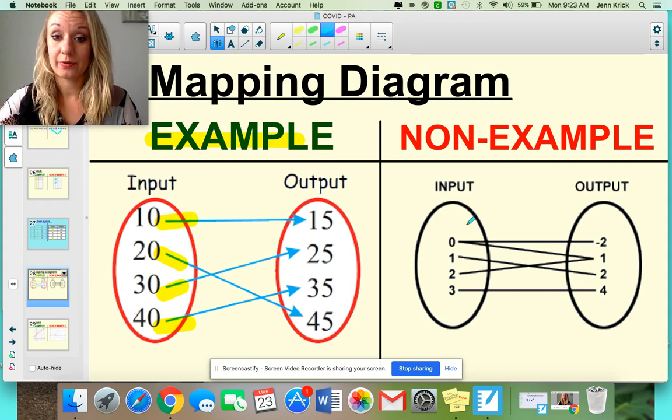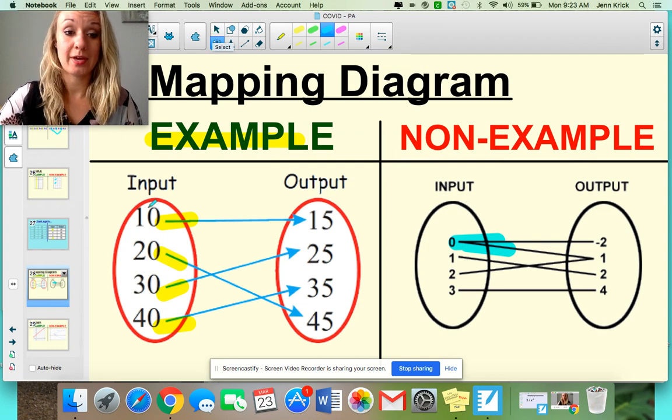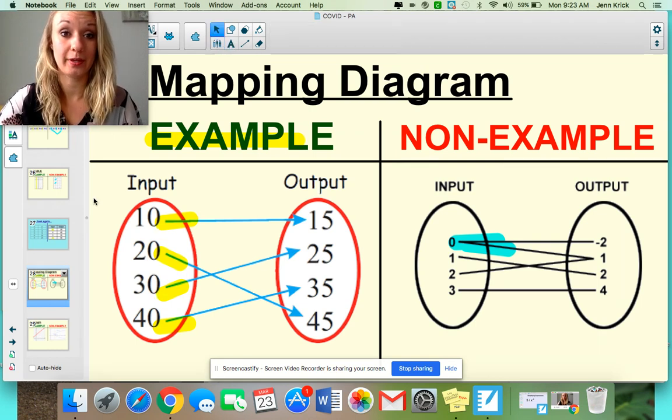Over here though, you see how you've got the 2 arrows coming from 0? You cannot have that. That makes it a non-function. This one input of 0 has 2 outputs. That does not work. So with mapping diagrams, your clue is to make sure that every single x or input has exactly one arrow coming from it.